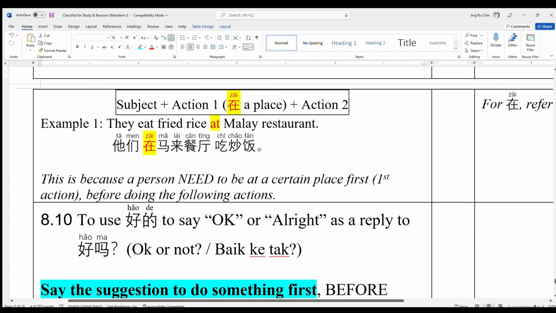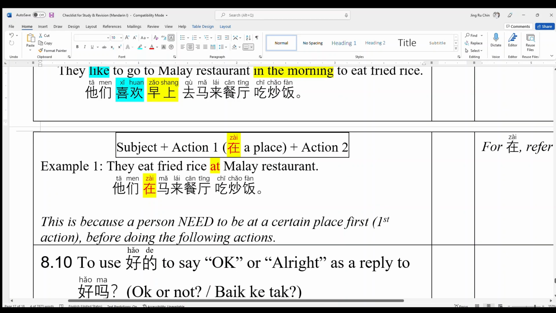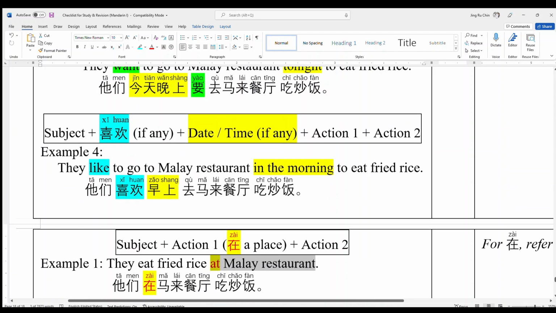So if we move on to another part of this video, we are going to learn how to use the word 在. 在 is a word that we learned already in lesson 4 earlier. 在 means at, in, or on a place. So actually, 在 sometimes can be used in a verb, because you are already at a place. So you see, they eat fried rice at Malay restaurant. The person is already at the Malay restaurant. They are not going anymore.